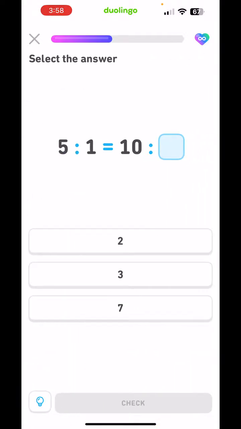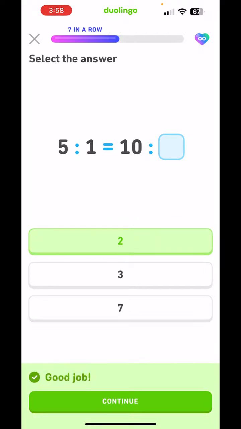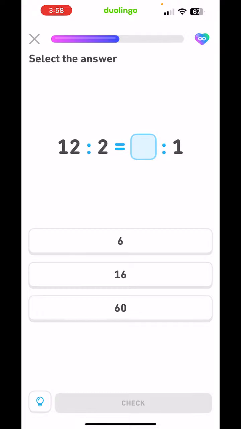Okay, so 5 to 1 is equal to 10 to blank. So we know that 5 times 2 is 10. So 1 times 2 is 2. So we can say 10 to 2 is equivalent to 5 to 1. All right, same here. We have 12 to 2 equal to x to 1. Well, 2 divided by 2 is 1. So 12 divided by 2 is 6. So we can assume that this would be 6 here.